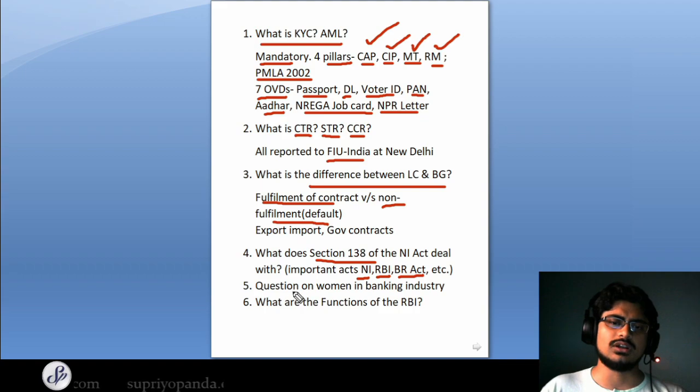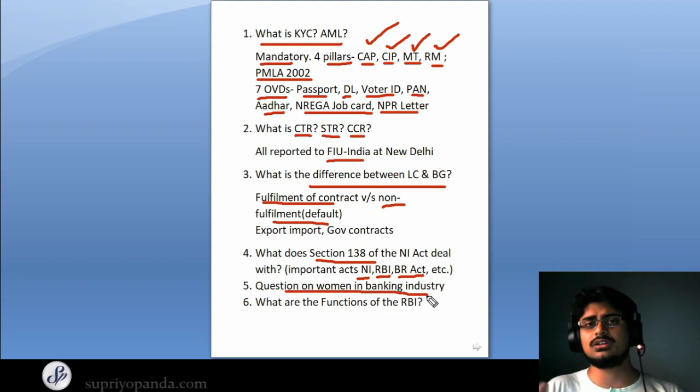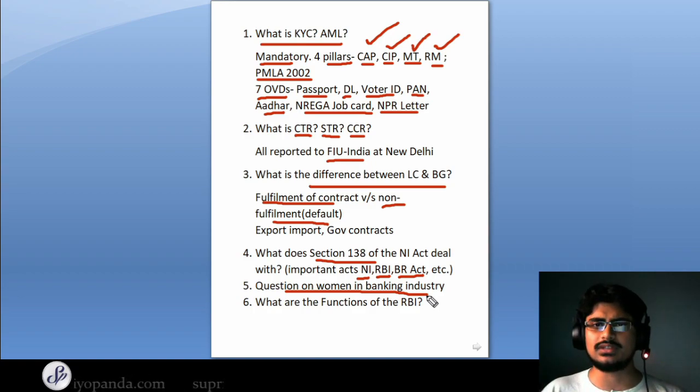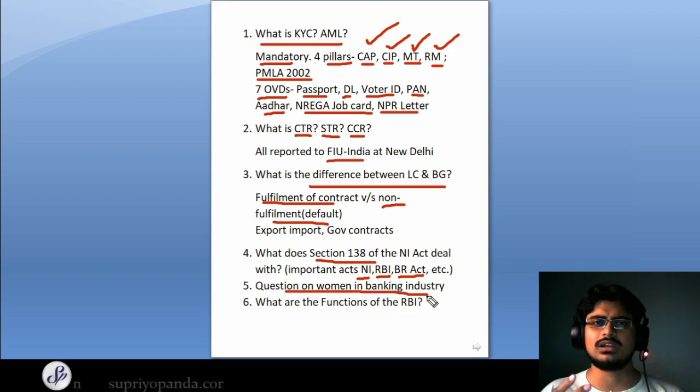This is a question on women in the banking industry. It's a very popular question, especially if you are a female candidate. You can be asked who you think are role models in the banking industry, and also women. I would say that you can mention 4 important names. For example, there is Srimati Arundhati Bhattacharya. She was the chairman of SBI. She is no longer the chairman. She has been replaced by Rajneesh Kumar.